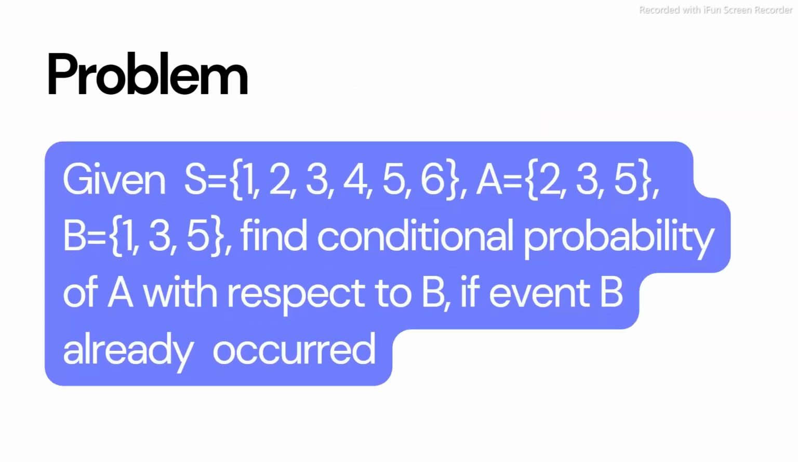Here we are given a sample space that includes the 6 elements 1, 2, 3, 4, 5, 6, and we have event A. Event A is equal to 2, 3 and 5. These are the prime numbers that are present in the sample space S. And we have the event B. Event B includes 1, 3, 5. These are the odd numbers that are present in the sample space. And we have to find the conditional probability of event A with respect to event B, if event B has already occurred. Let's look into the answer.